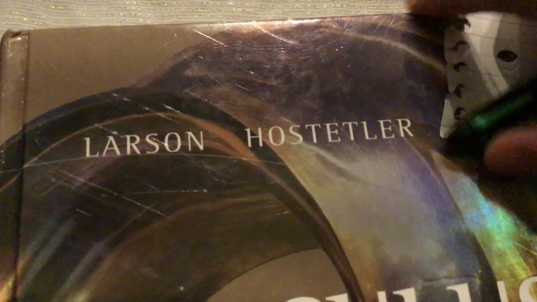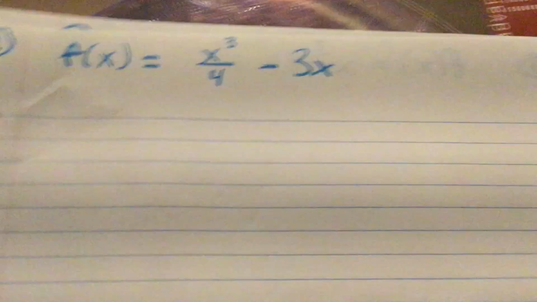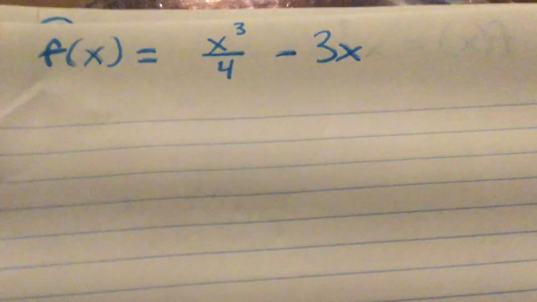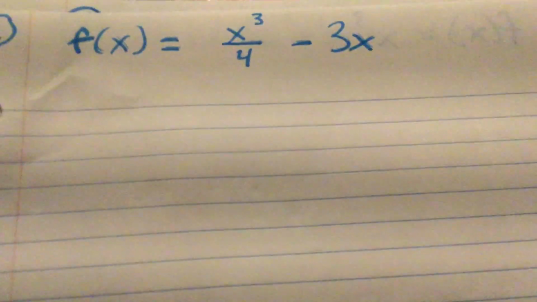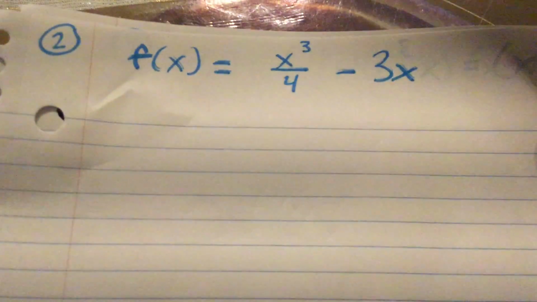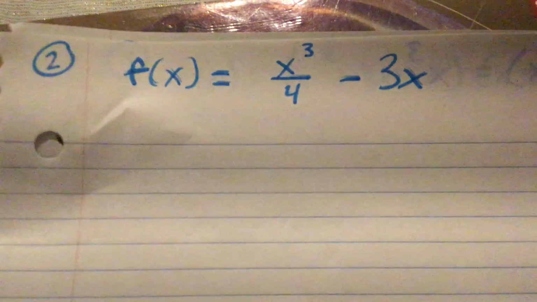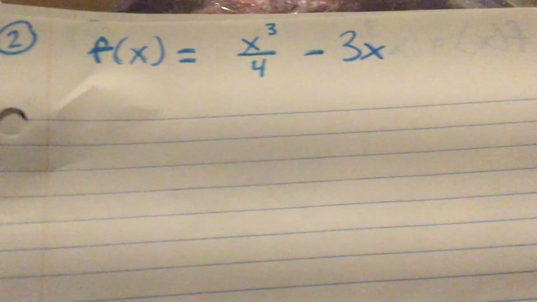This one has a fraction, but we're not afraid of it so much. f of x is equal to x cubed over 4 minus 3x. Find the x values of the critical points and determine whether they are local min or local max.